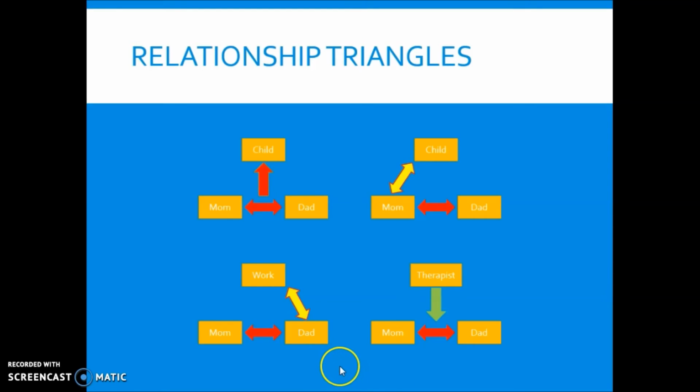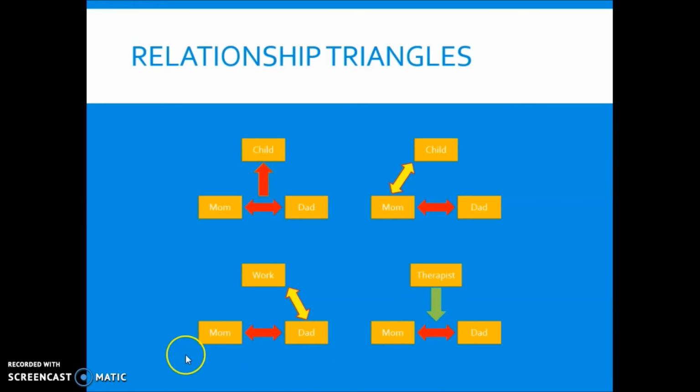Triangulation within family systems takes on lots of different shapes. These are just a few, and they happen across multiple relationships. So, for example, both of these could be happening at the same time. Mom seeks out an alliance with a child to help manage her tension with the relationship, while dad invests more energy in work or other pursuits, withdrawing from the tension in his relationship with his spouse.